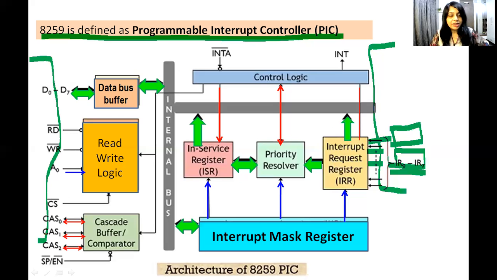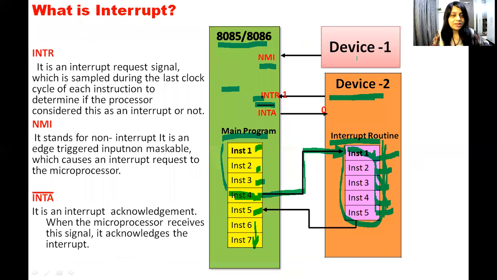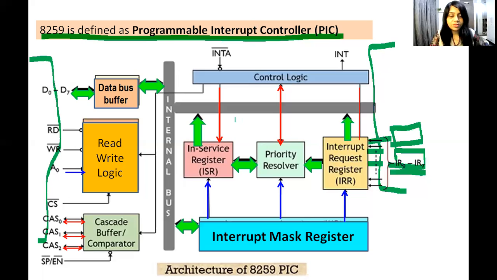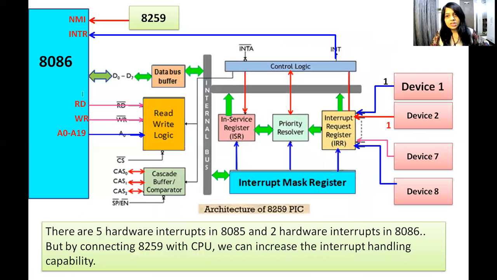Now, as we studied in the earlier diagram, these devices can be directly connected to the processor for interrupt requests. Then what is the role of 8259? What is the use of this 8259 programmable interrupt controller? So let's see. Suppose this is a processor, this is 8259 connected, and here we can connect different devices.